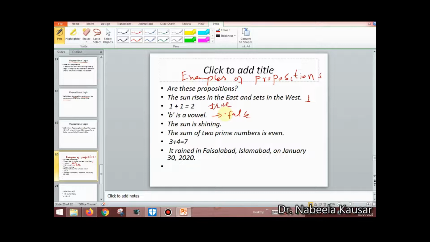The sun is shining. If it's day, the sun is shining, or if it's night, the sun is not shining. This is not a proposition because its value may be true or false.